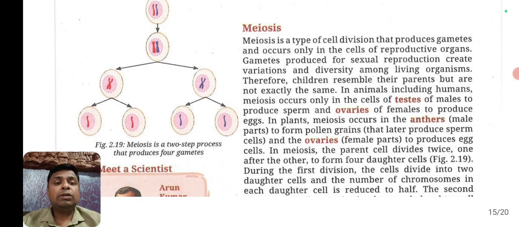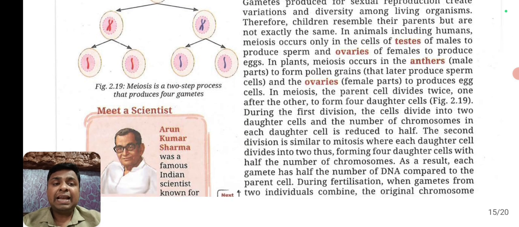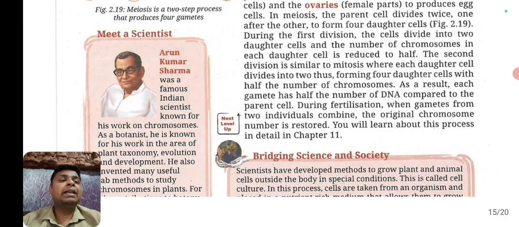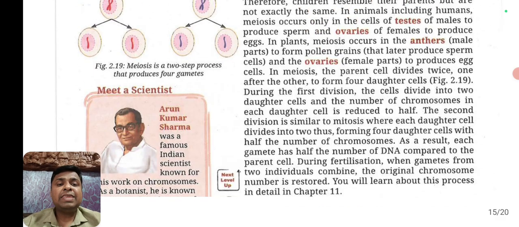Then we have meiosis. The first one was mitosis, the second is meiosis. Meiosis happens in reproductive cells. Males have testes and females have ovaries. They produce the cells which help in reproduction. And then in plants and animals, male and female cells come together and form the new organism.